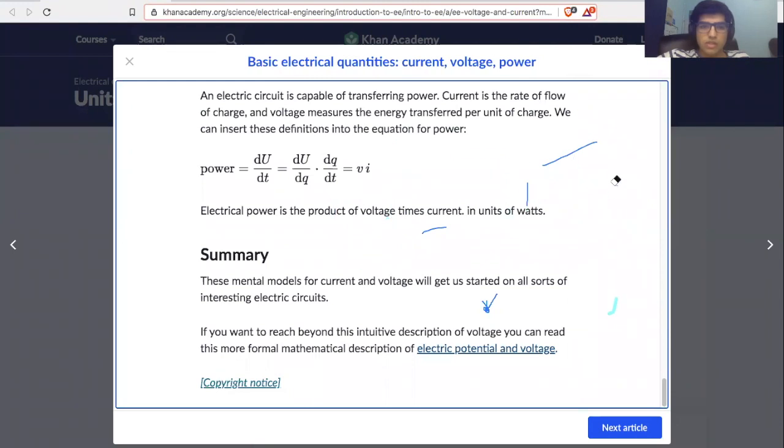Cool. To summarize, today we talked about current, voltages, and power.